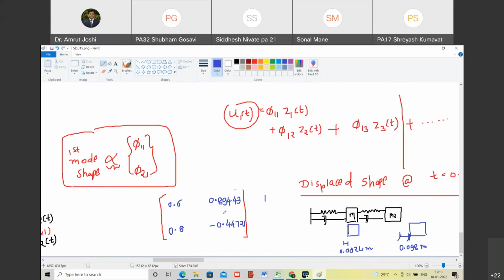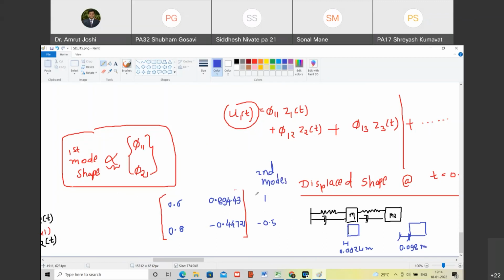0.44721 divided by 0.89443. So can you do that calculation and tell me the value? 0.44721 divided by 0.89443. So that turns out to be minus 0.5. So that means if the first mass goes by 1 unit towards right, the second mass will go by minus 0.5 towards left. Are you with me? This is the second mode shape. Are you with me? Yes, sir.